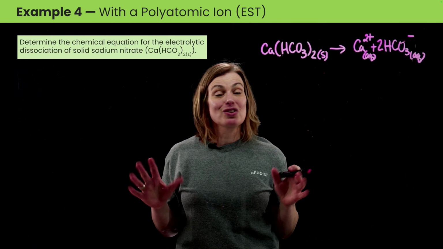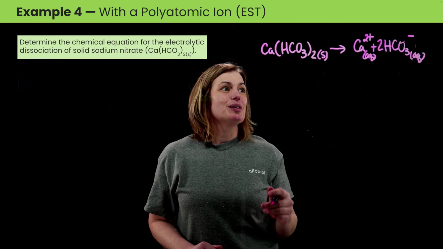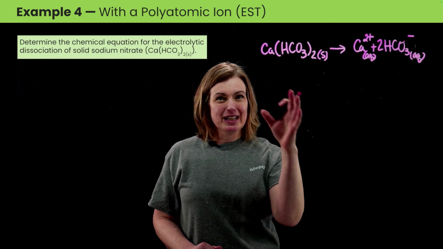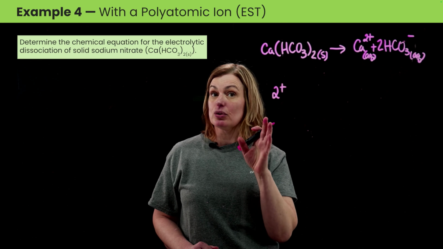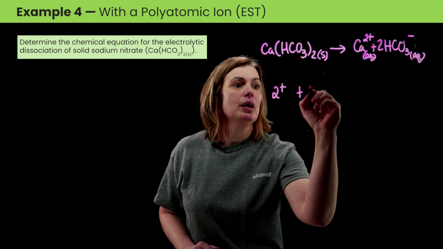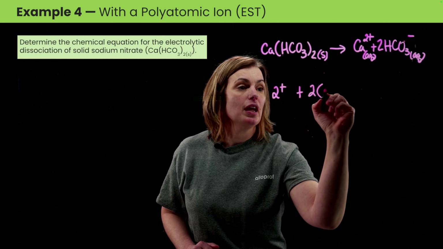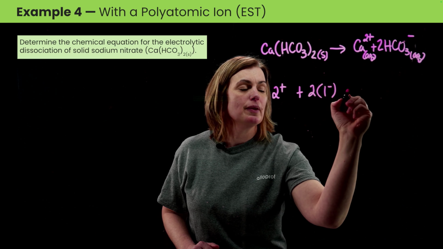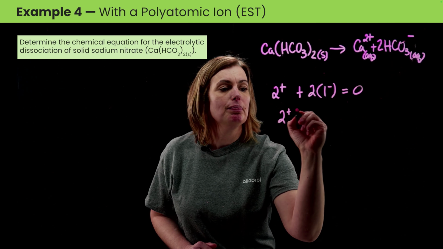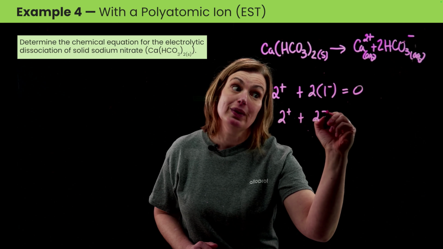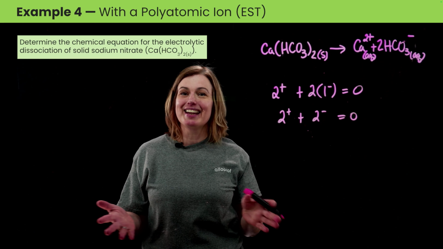I'm ready now to make sure that my charges balance out, now that my equation works. So a quick look at my charges. I want to make sure everything gets to 0. So I have 2+ for my calcium. There's only one of them. And I'm going to add that to 2 bicarbonates, and those are both with a -1 charge. So it should give me 0, but I just want to make sure of that. So 2 positive plus 2 negative will give me an overall charge of 0, which is exactly what I want, and I am good to go.